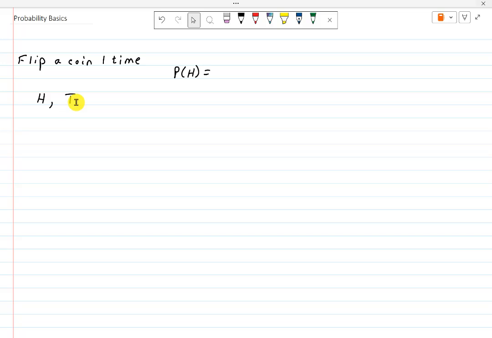So one way we could write the probability of getting a heads is we could say that it's 50%. Or, if we wanted to, this might even be better, 1 out of 2. Try the same thing with flipping a coin twice. So let's try that.